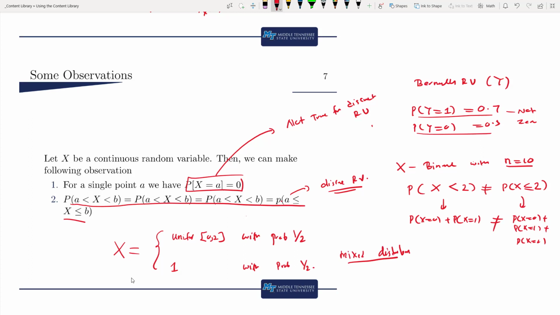So these are basically not continuous and not discrete; they are mixed distributions. So you have this probability mass at some point. Then this property is not going to be valid for this kind of distribution. So be careful. Sometimes they look continuous, but they are not really continuous random variables. They are mixed random variables.